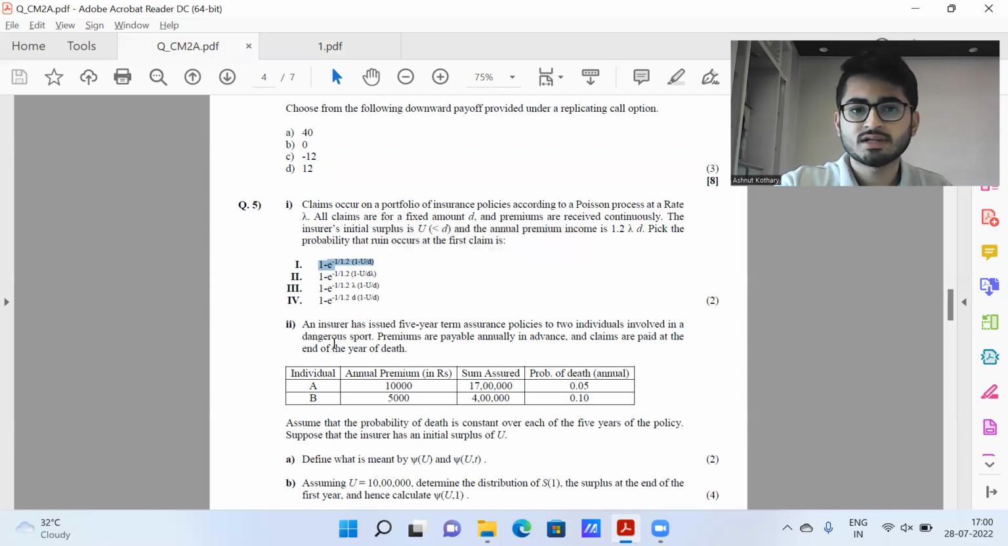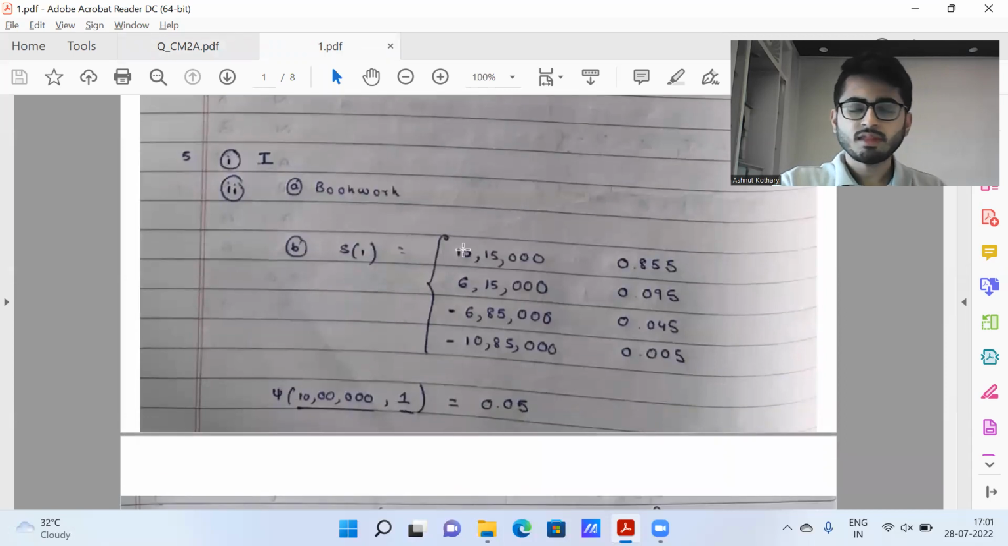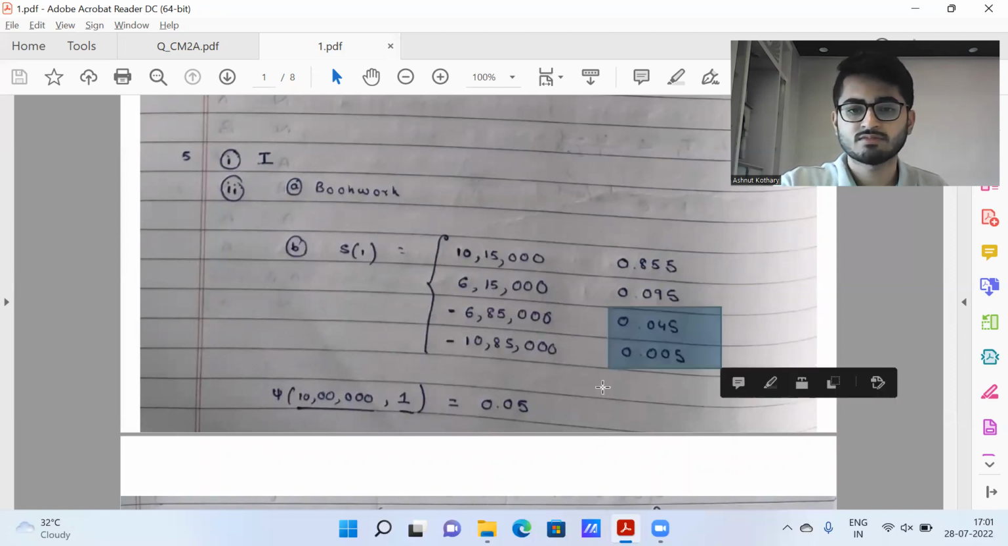Then part 2, again, this has been picked up. It's similar to what has been asked in the past year of IFOA, both part 2A as well as B. So this is the solution. It's a pretty detailed one, I'll say. These are the 4 possible cases for the surplus process at time 1. And we see that the ruin probability will be adding these 2 probabilities, which comes out to be 0.05.